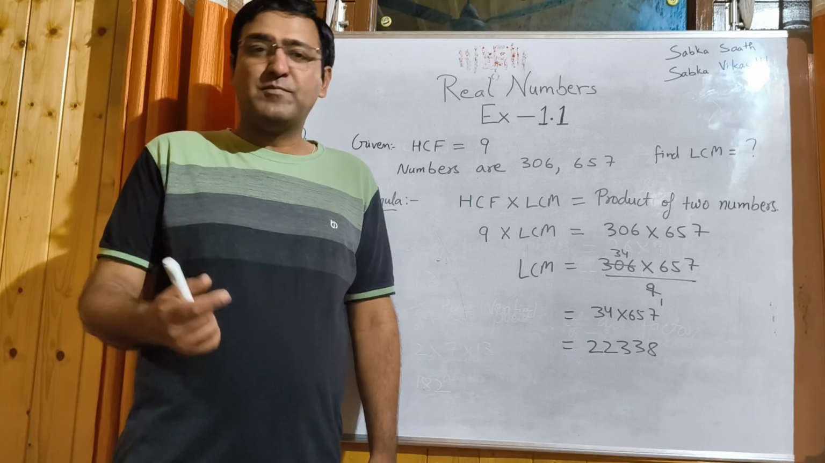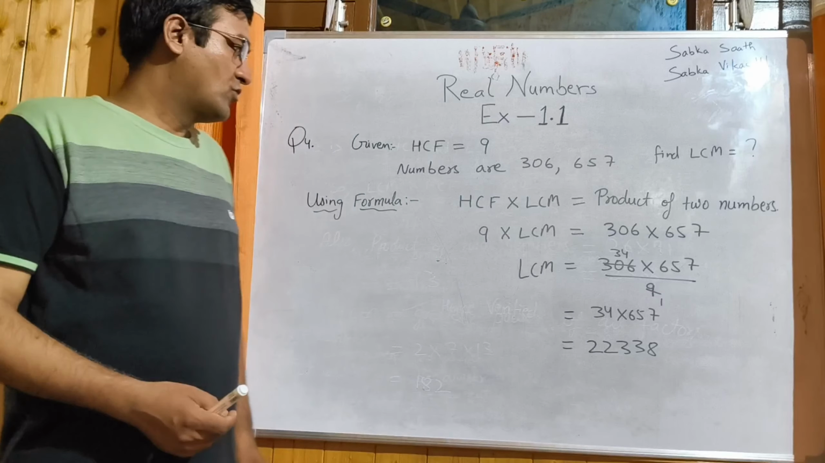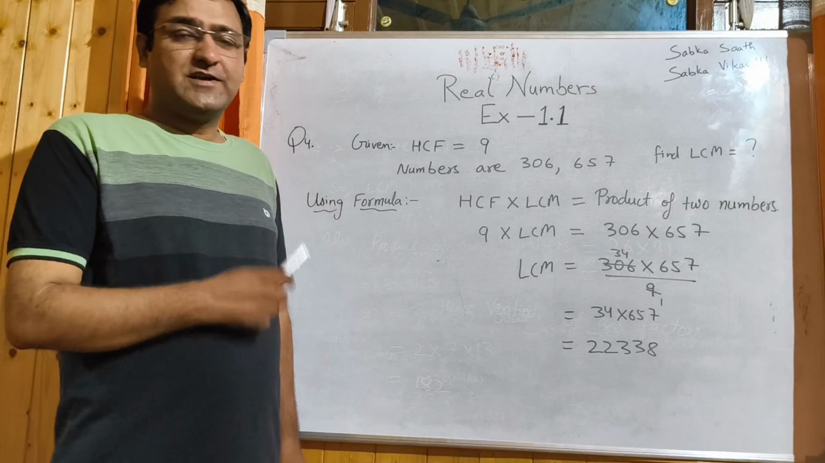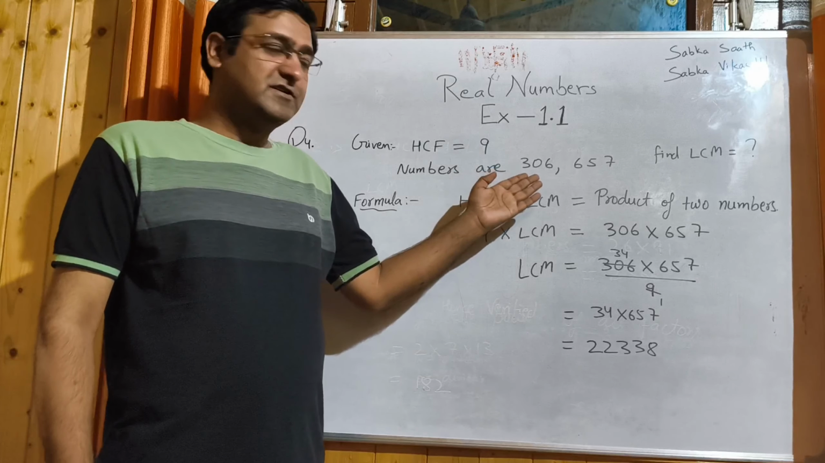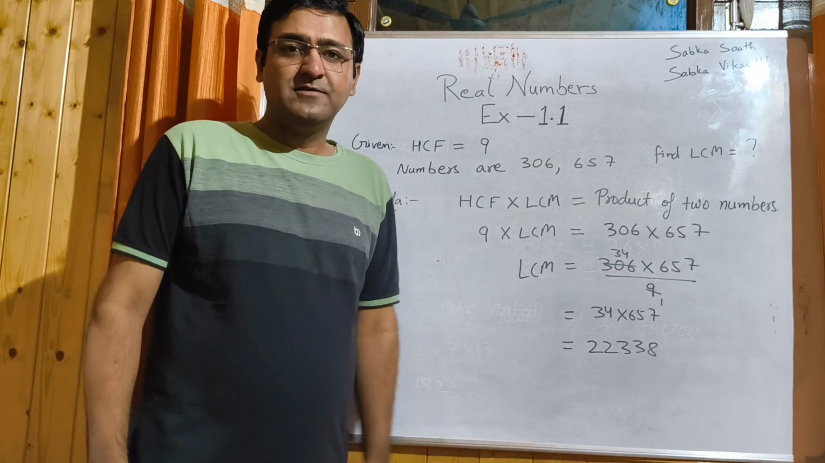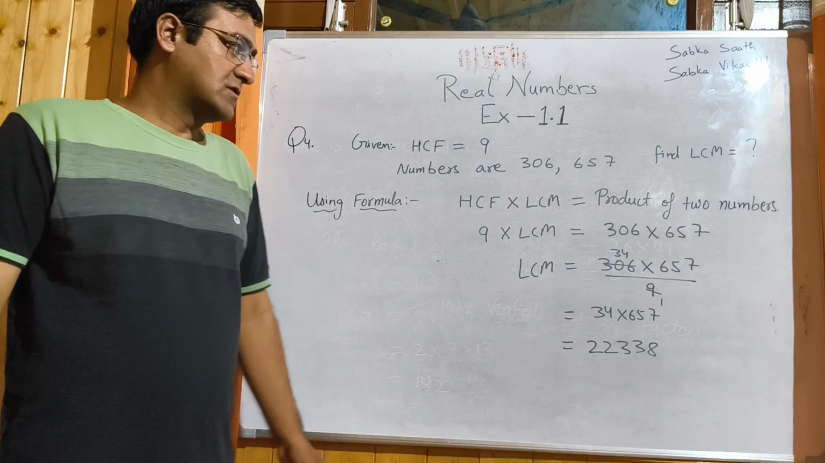So now moving on to question number 4. It is a very easy one marker question, which usually comes in board exams. In this question we are given that HCF equals 9. Two numbers are given to us which are 306 and 657. We have to find LCM in this question.